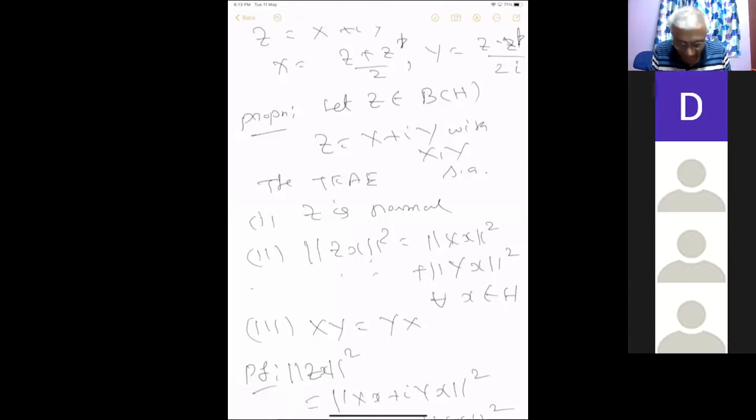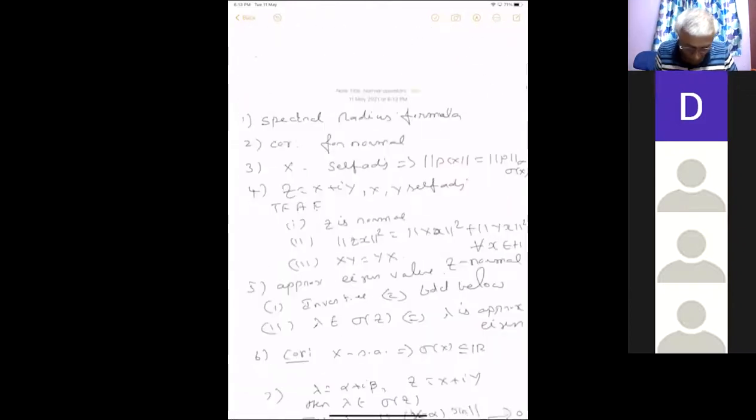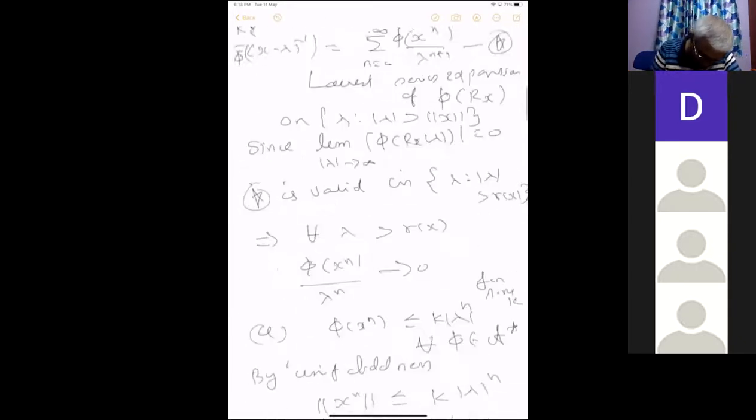Okay, so let me move to the next topic. It's fine. If you don't object, I will move to the next topic. Okay. What is the next topic? Next is about approximate eigenvalue. So I have defined what is an approximate eigenvalue. Then I want to prove a proposition.